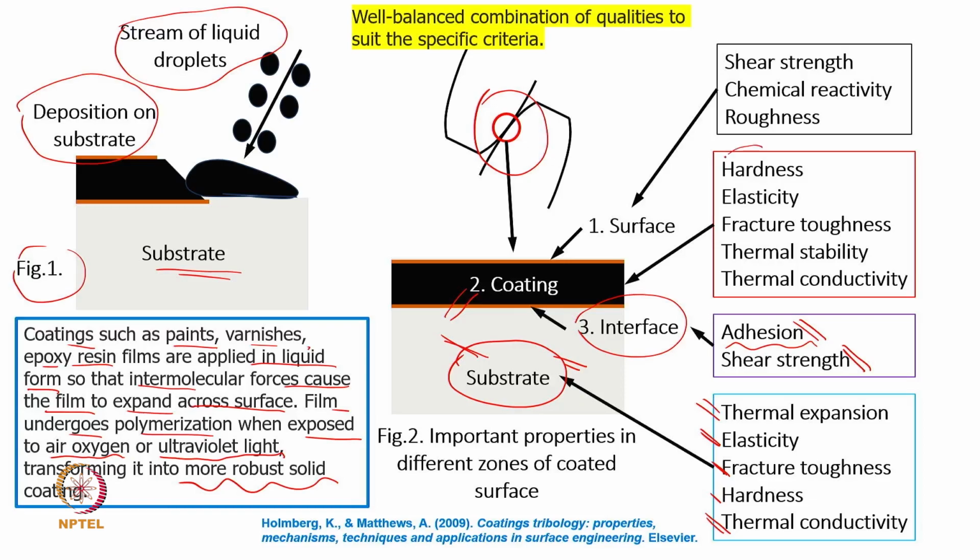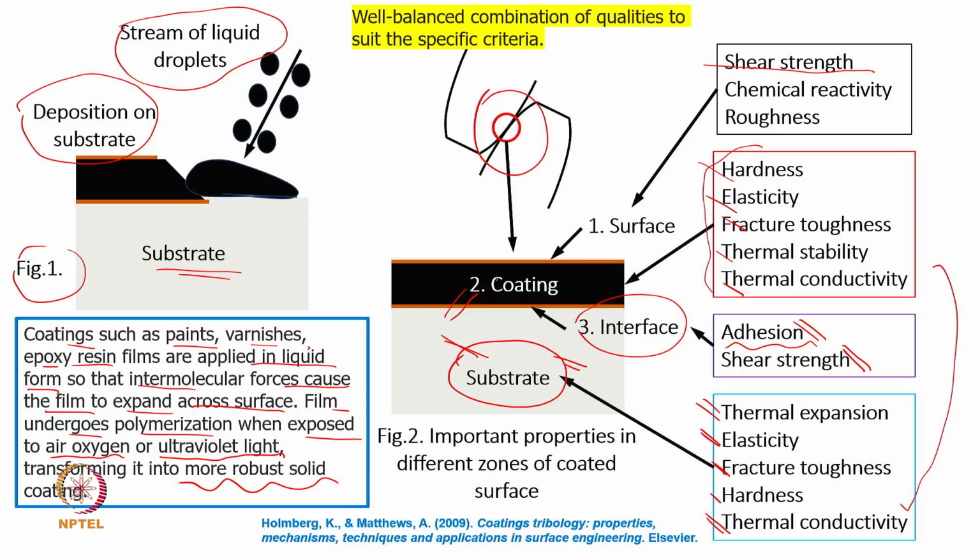Now, coming to the coating properties, we require hardness, good elasticity, very high fracture toughness, and good thermal stability. It should be really stable at temperatures of maybe even 400, 500 degrees, and have high thermal conductivity, or maybe thermal conductivity comparable with the substrate. Finally, on the surface of the coating, we want minimum shear strength, so the coefficient of friction becomes almost negligible.